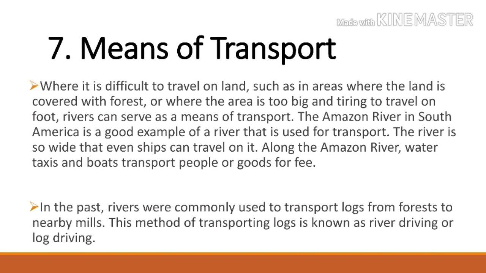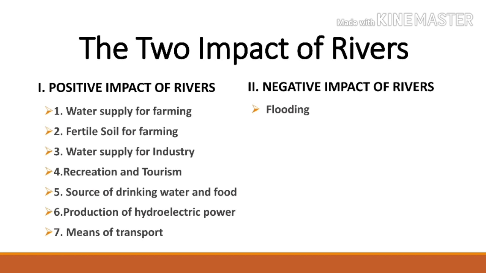In the past, rivers were commonly used to transport logs from forests to nearby mills. This method of transporting logs is known as river driving or log driving. At last, we are done with the positive impact of rivers. So, let's enumerate first the positive impact of rivers before we proceed to the negative impact of rivers. So, the positive impact of rivers are: number 1, water supply for farming; number 2, fertile soil for farming; number 3, water supply for industry; number 4, recreation and tourism; number 5, source of drinking water and food; number 6, production of hydroelectric power; number 7, means of transport.